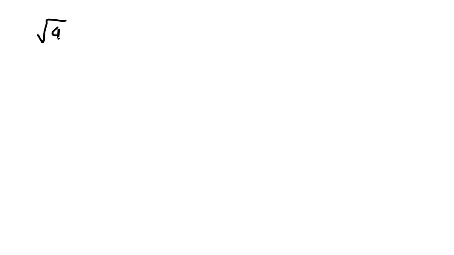Okay, here we think of a number that you can multiply by itself that would give you the number 4. Of course, it's pretty obvious that's 2 times 2. So our answer is 2. Square root of 4 is 2.